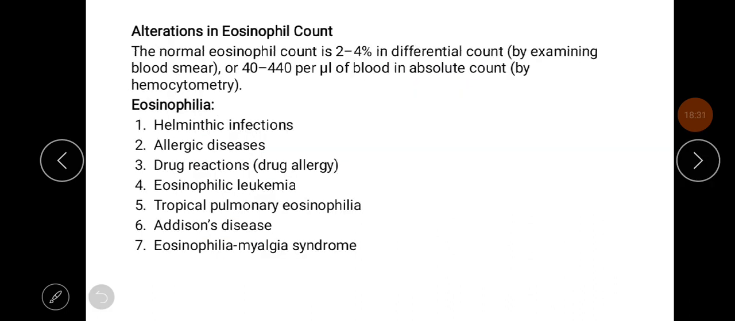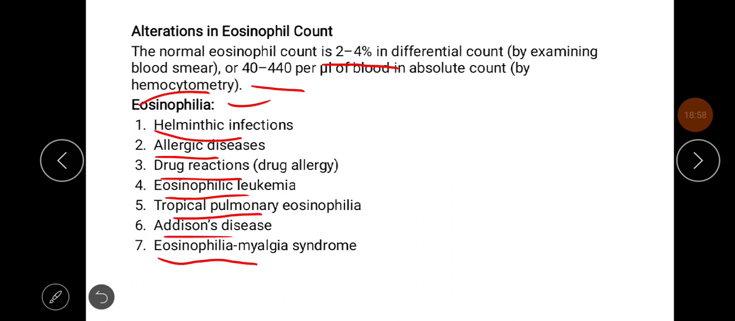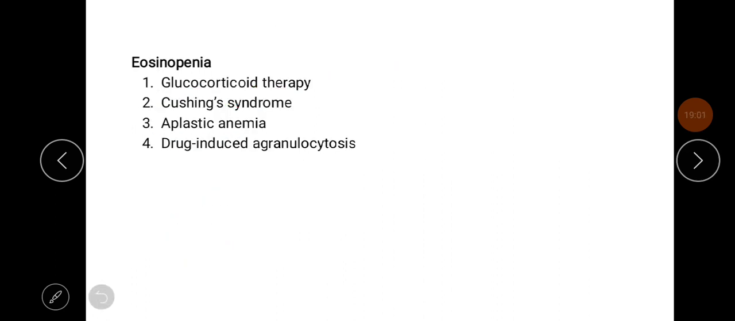The normal eosinophil count is 2 to 4% as a differential count and 40 to 440 per microliter of blood as absolute count. The causes of eosinophilia, that is increase in the eosinophil count, are helminthic infections, allergic diseases, drug reaction, eosinophilic leukemia, tropical pulmonary eosinophilia, Addison's disease, and eosinophilia myalgia syndrome. Causes of eosinopenia, that is reduced eosinophil count, are glucocorticoid therapy, Cushing's syndrome, aplastic anemia, and drug-induced agranulocytosis.